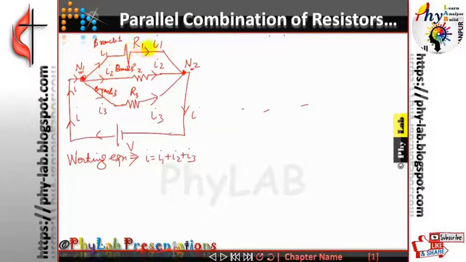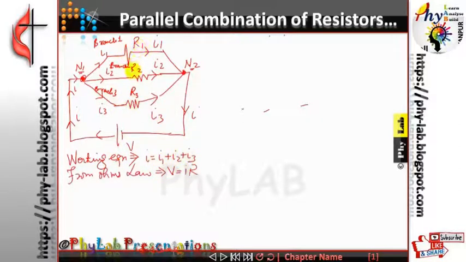So all these three branches will have the same potential as that of the potential applied across the two nodes. So since N1 and N2 are having the potential V, branch 1 will also have a potential of V, branch 2 will also have a potential of V, and branch 3 will also have a potential of V volt each. Now from Ohm's law we already know that V is equals to I into R.